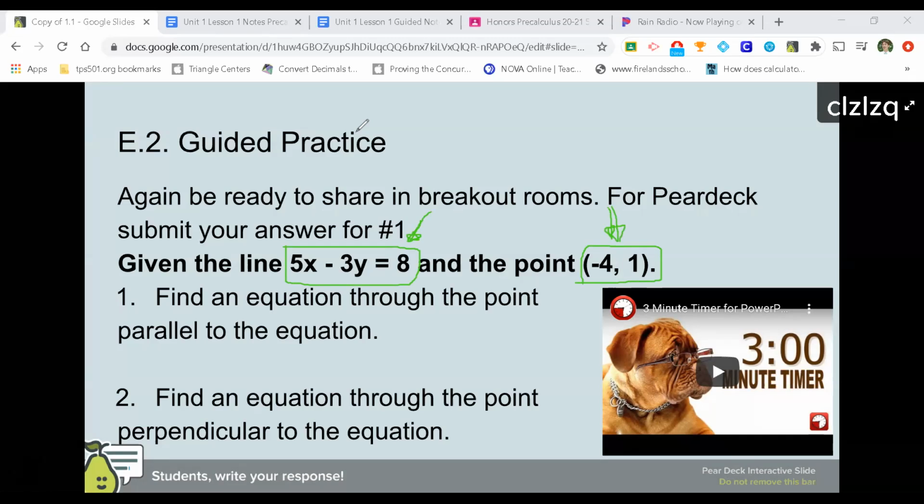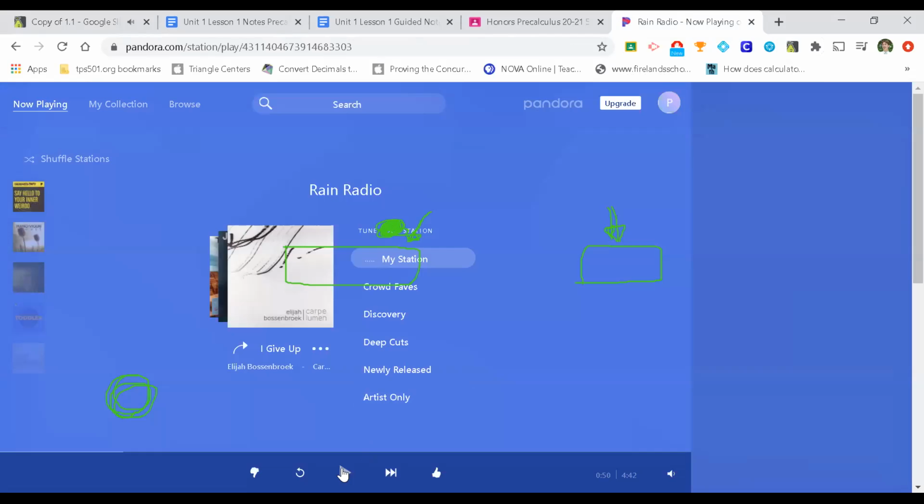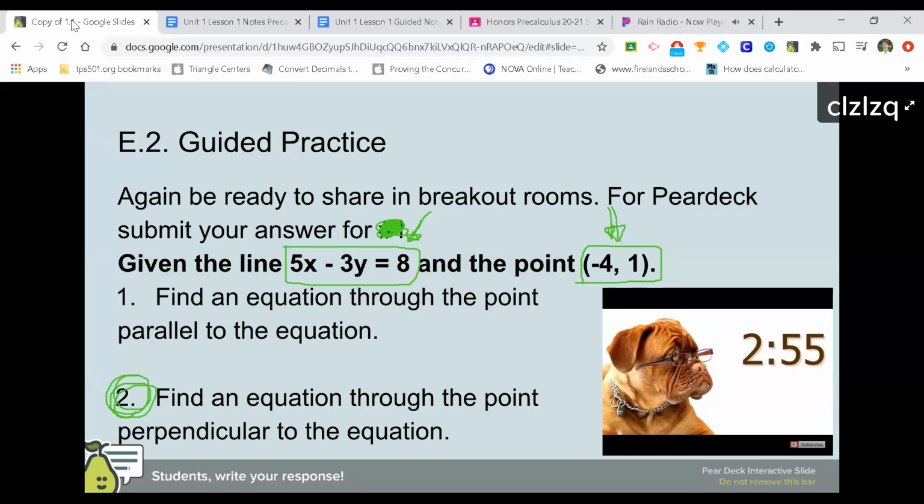One audible. Are you ready? Are you ready for some chaos? For Pear Deck, do not submit your answer to number 1. You all have impressed me already. I think you could do that. Submit your answer for number 2. I'll give you 3 minutes. That's more than enough, I'm sure. If you get stuck while you're doing this, or just need a little reminder, unmute yourself and ask me or send something to me, and I'll help.